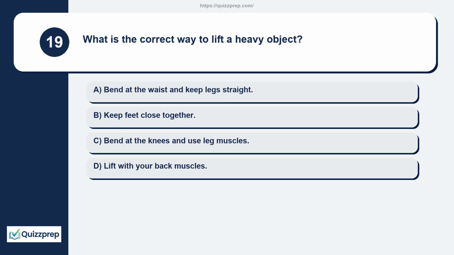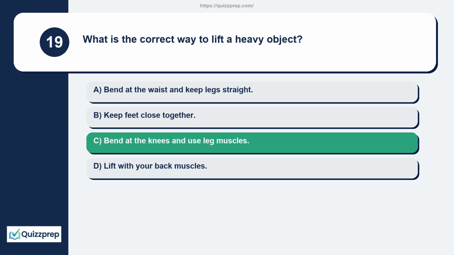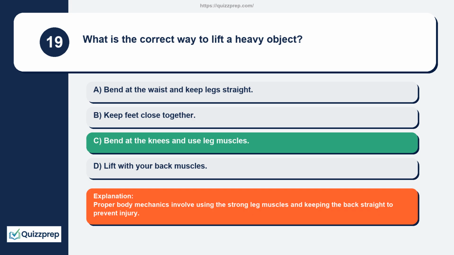Question 19. What is the correct way to lift a heavy object? Bend at the waist and keep legs straight. Keep feet close together. Bend at the knees and use leg muscles. Lift with your back muscles. Proper body mechanics involve using the strong leg muscles and keeping the back straight to prevent injury.